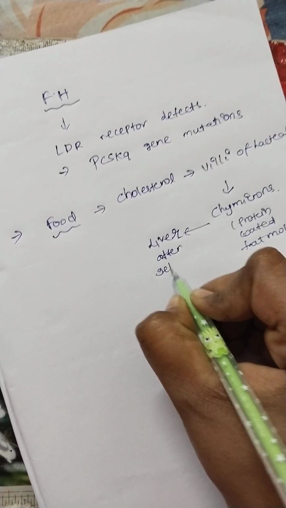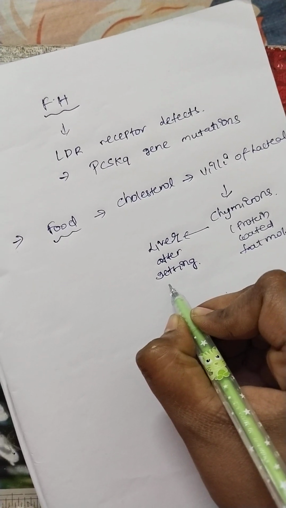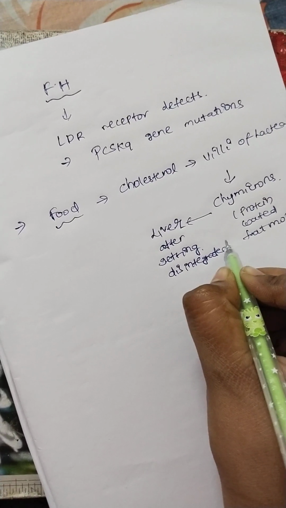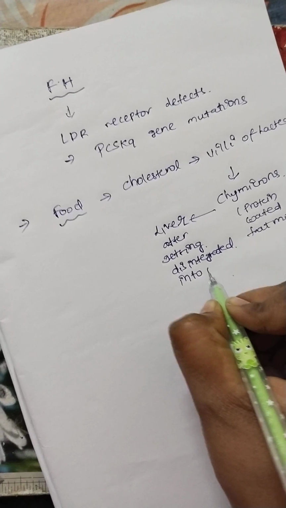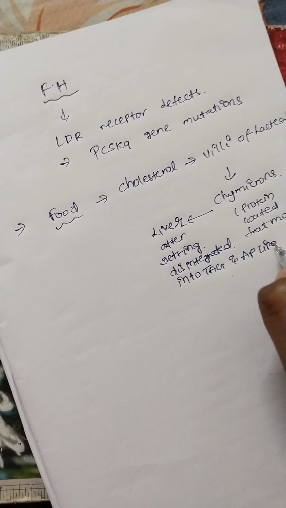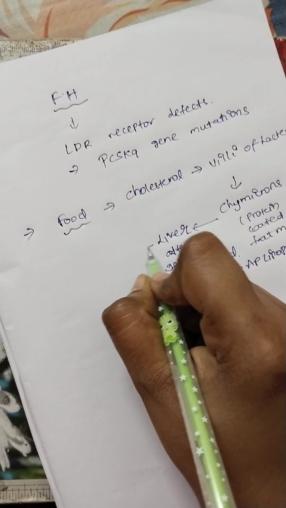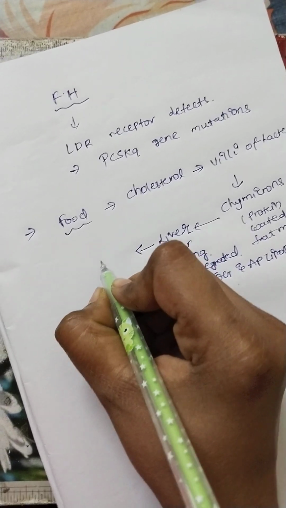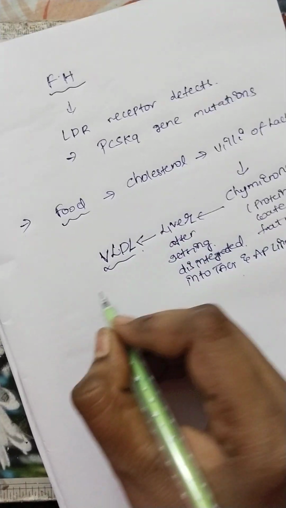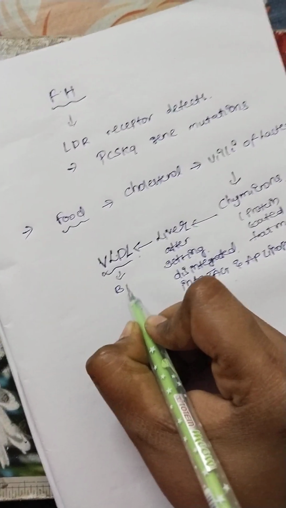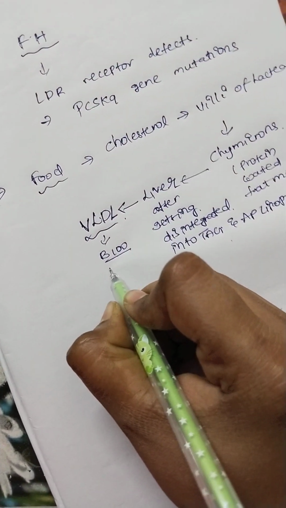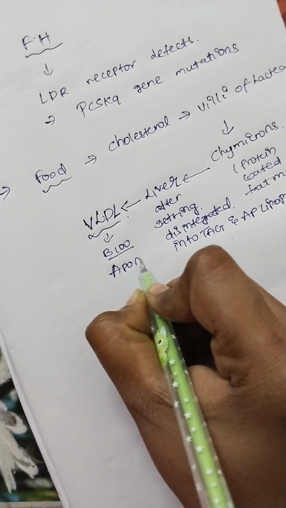after getting disintegrated into triacylglycerol and apolipoproteins. And in the liver, from these chylomicrons, there is endogenous synthesis of VLDL. VLDL consists of B100 as the major apolipoprotein and ApoE.